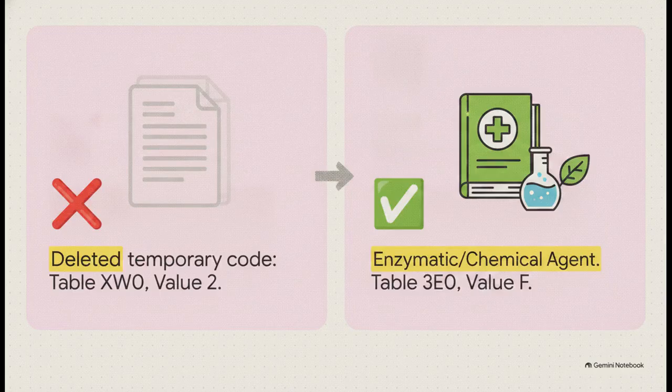Let's see how this builds on the exact same logic we just walked through. There's your deleted temporary code. You are probably used to reporting this botanical drug using table XW0, anatomical regions W, introduction 0, and the specific value 2. Definitely make a note that this code is now deleted. Going forward, the new permanent home for NexoBrid is table 3E0. You'll use body part values skin 0 or subcutaneous tissue 1. And here is the real game changer for your manual. A brand new qualifier value was added to this row specifically for this migration. It's other enzymatic/chemical agent, which is value F.